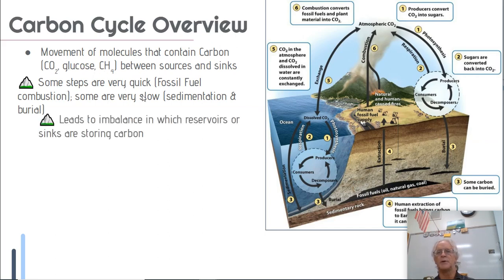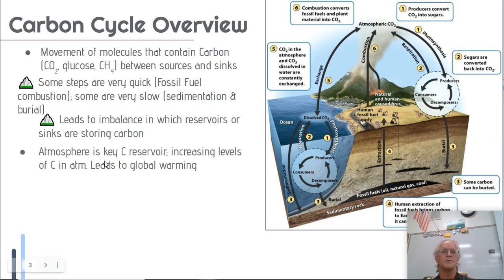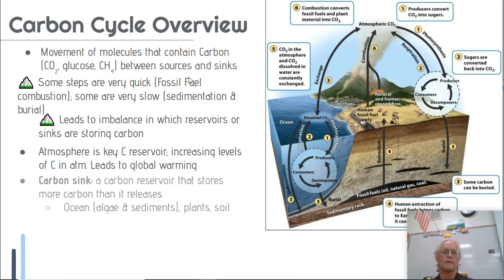This leads to an imbalance in which reservoirs and sinks are storing carbon. The atmosphere is a key carbon reservoir. Increasing levels of carbon in the atmosphere leads to global warming. Carbon sink: a reservoir that stores more carbon than it releases, such as the ocean, fossil fuels, and so forth.